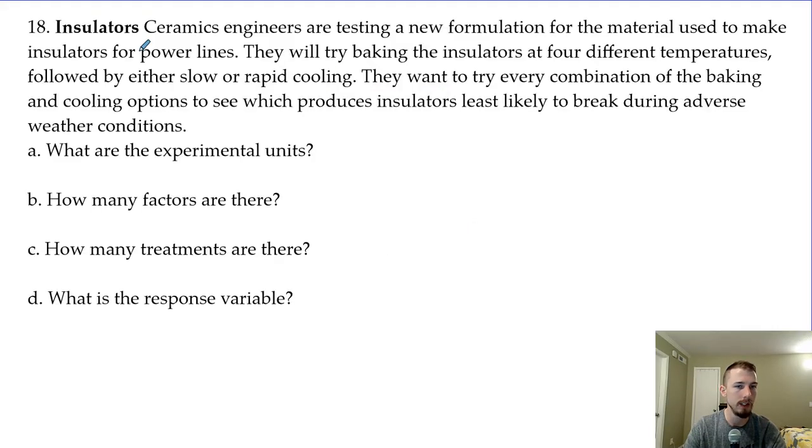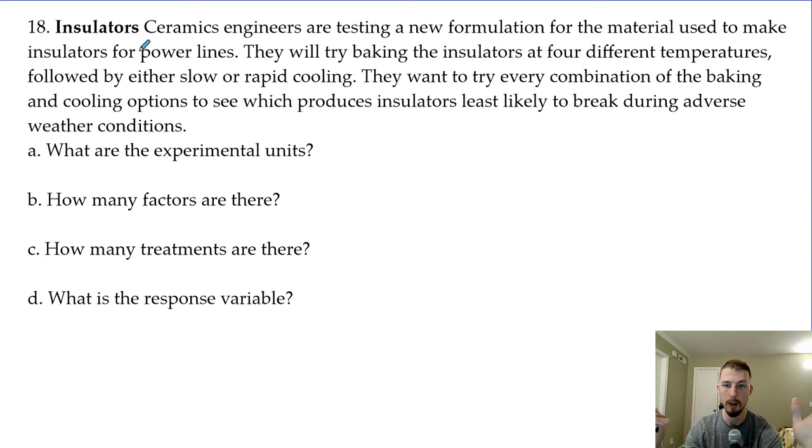So number 18, insulators. Ceramic engineers are testing a new formulation for the material used to make insulators for power lines. They will try baking the insulators at 4 different temperatures. So we've got 4 different temperatures. That's probably going to be our levels here. So one of our factors is going to be temperature at 4 different levels, followed by either slow or rapid cooling. So we have another factor of the cooling method at 2 different levels, slow or rapid. So we've got 2 different factors. We've got the baking temperature and the cooling rate, and 4 levels, 2 levels. So altogether we should have 8 treatment groups here.